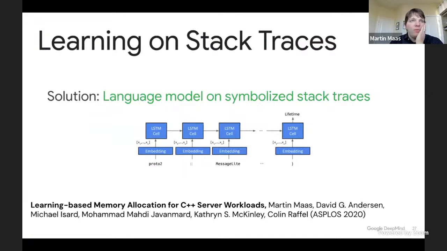Okay, but how do we extract this meaning? This is where machine learning comes in. One way to do this is to treat the symbolized stack traces as text and ask, can we apply a language model to predict the lifetime of an object based on the symbols in the stack trace? We did something very simple here. We used an LSTM, and we focused on a particular version of this problem where we look at generalization between different versions of the same application.